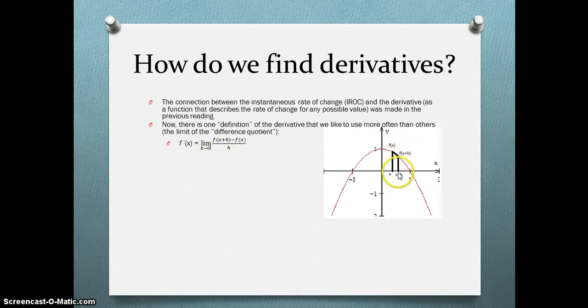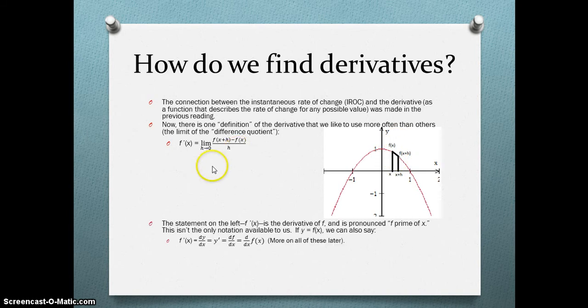And if you can picture this, what's going on is the h is getting smaller, and so the x plus h gets closer to x. And so we have more of a tangent line than we do a secant line. The statement on the left, which is f prime of x, is what's called the derivative of f, and is pronounced, as I just said, f prime of x.